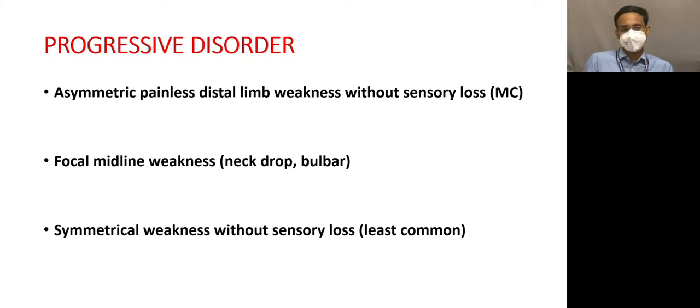The least common pattern, where one never considers motor neuron disease as the first differential, is symmetrical weakness, with both upper limbs and both lower limbs involved, or both upper limbs involved. These are not common patterns. So I'd like you to remember two important things: it's a progressive disorder, and the most common presentation is an asymmetric distal limb weakness, or a midline presentation like neck drop or progressive bulbar involvement, in clinical practice.